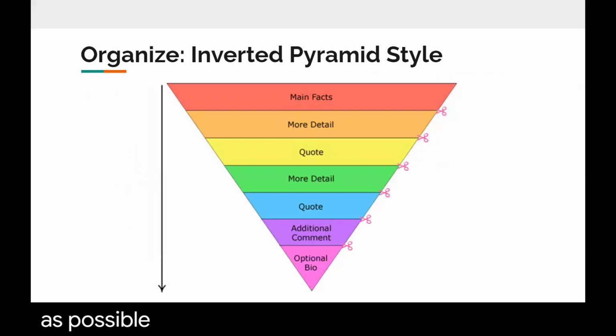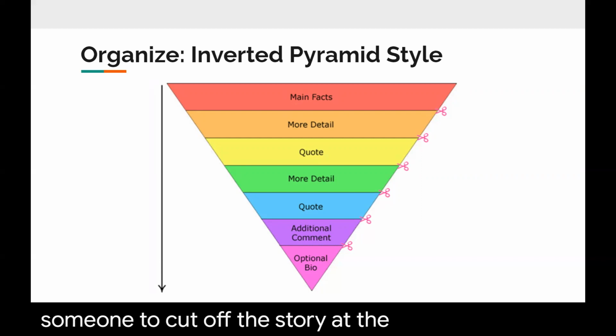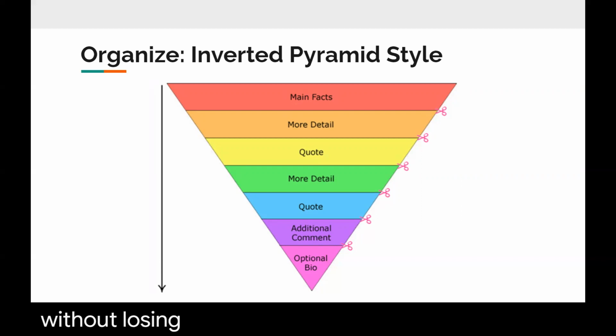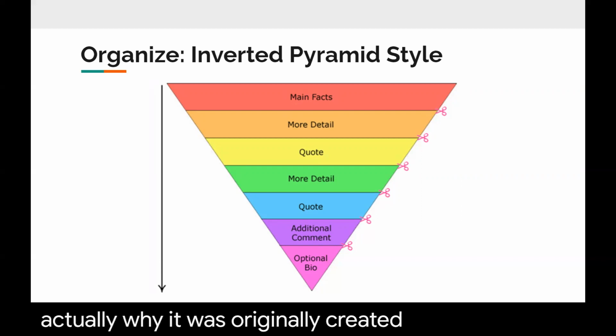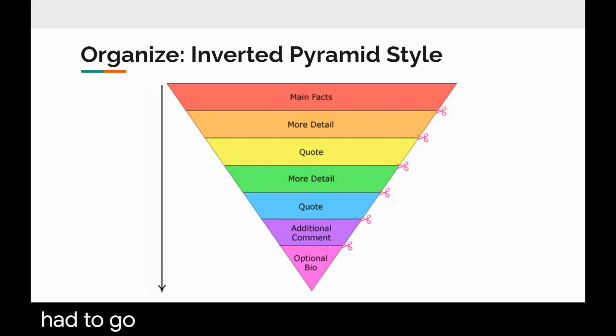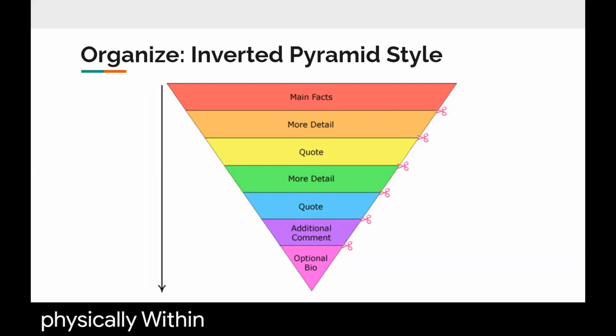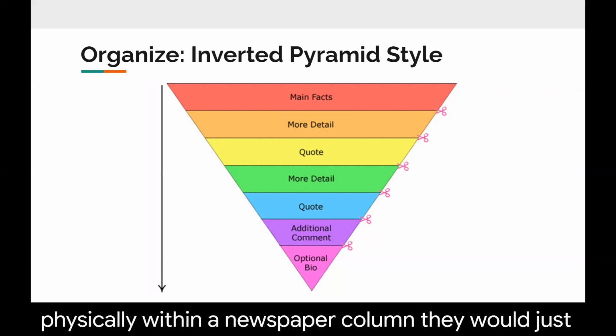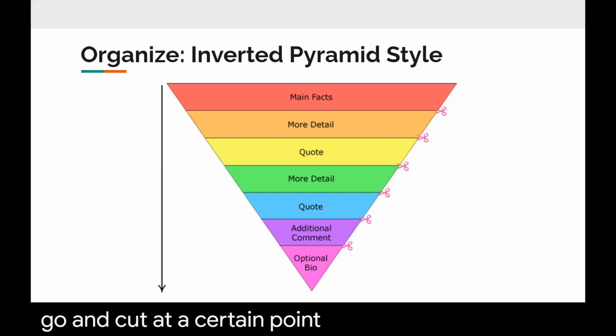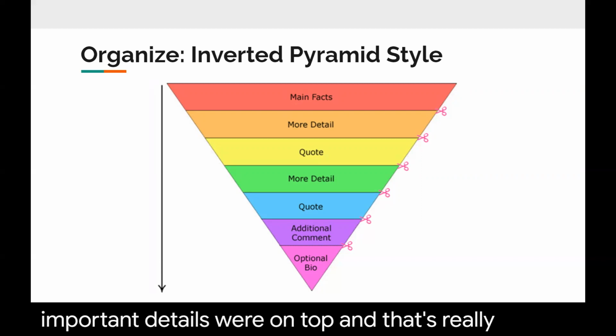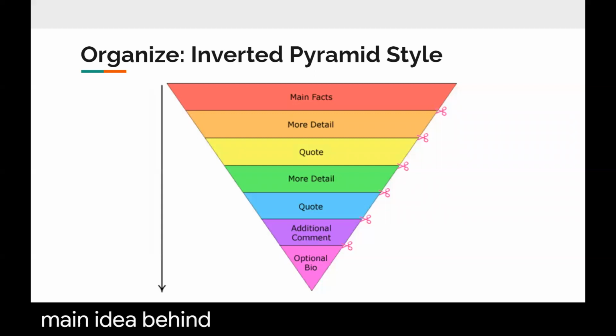When we as writers are looking to be concise and to shorten our copy as much as possible, the inverted pyramid style allows someone to cut off the story at the appropriate point without losing important details or facts. And this is actually why it was originally created, so that if editors had to go in because there was not enough space physically within a newspaper column, they would just go and cut at a certain point, knowing that the most important details were on top. And that's really the main idea behind the inverted pyramid style.